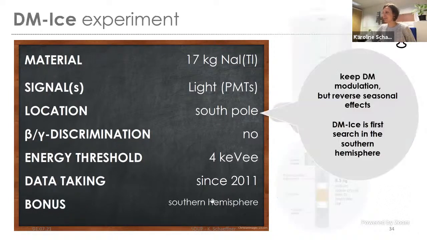What is special about them is, of course, that they are in the other hemisphere. So if the Dharma signal were due to some seasonal effects, like related to neutrinos from the sun or similar, which is not so obvious and also not supported, but still, if you would like to check for this kind of thing, it's of course very interesting to search in the other hemisphere.